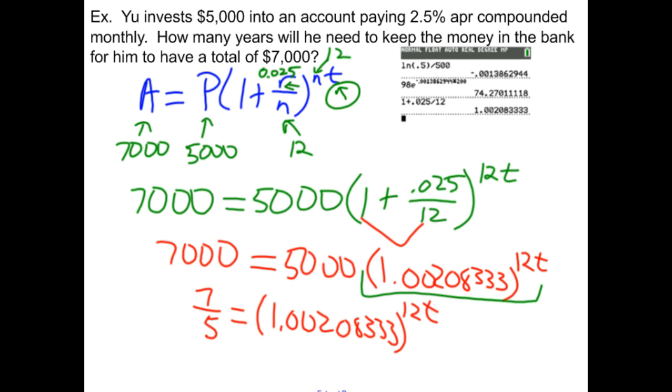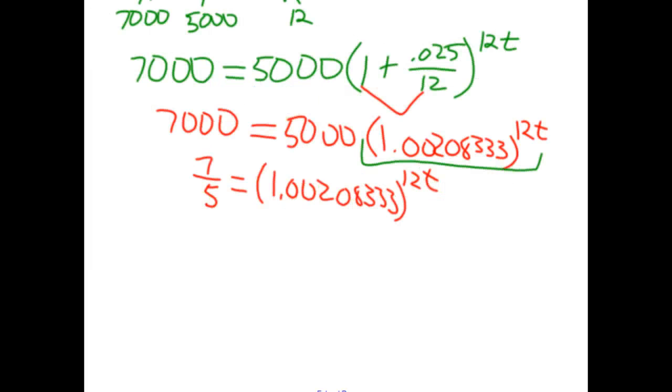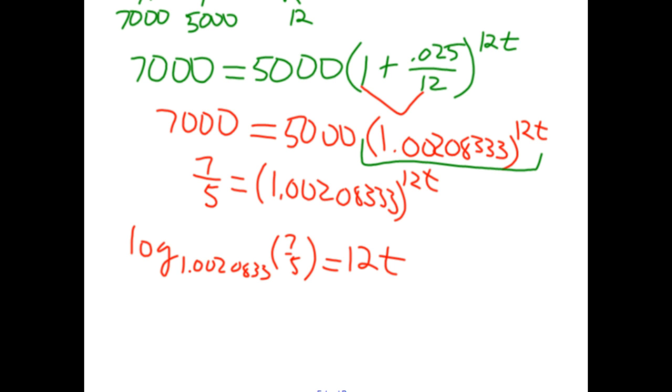All right, now that I've isolated the exponential, I'm going to rewrite this in log form. It would say log base 1.00208333 of 7/5 equals 12t. To solve for t, I just divide by 12, and I get t equals that log divided by 12.